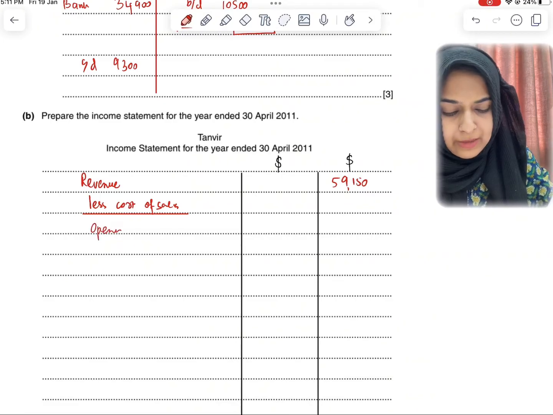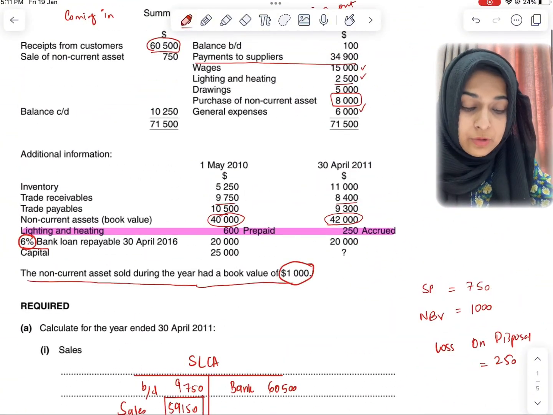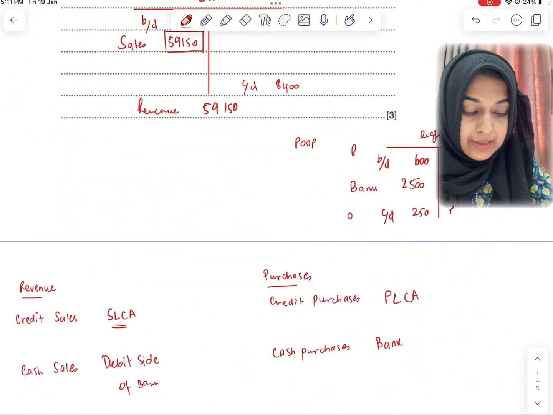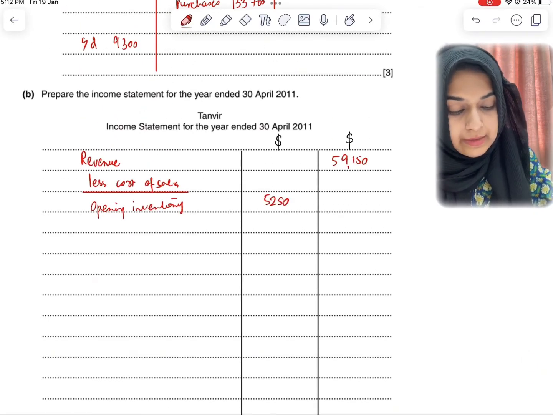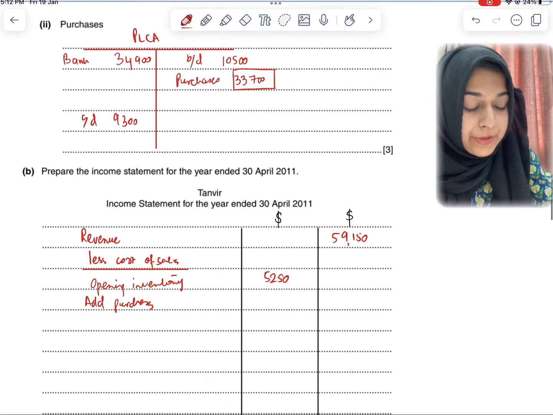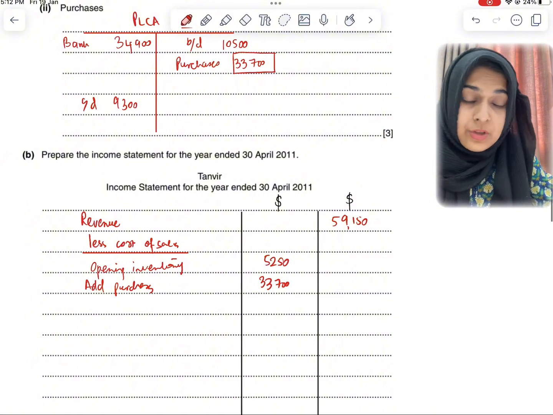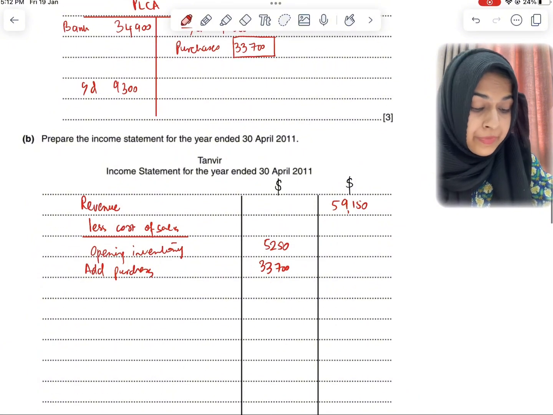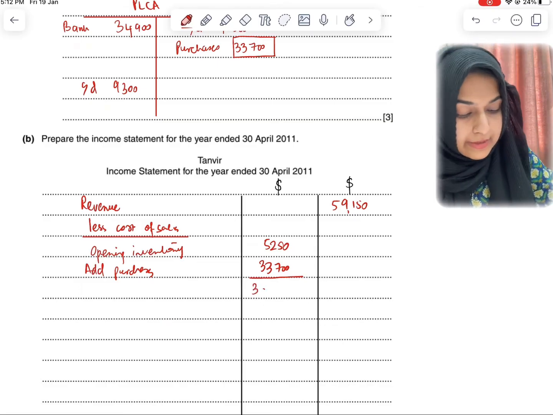You start with opening inventory. Opening inventory will directly come from the question, from the opening and closing values. So opening inventory here is 5,250, which you start with here. And then you write here add purchases. Purchases I found out from the purchases ledger control account, 33,700. We don't have carriage inwards, we don't have purchases returns, so we don't need them. We add these two, and we get here 38,950.